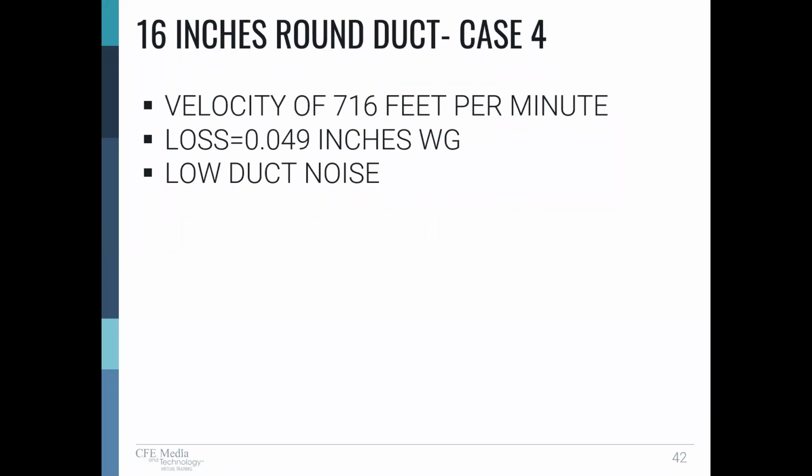And then finally, we're looking at the 16-inch round duct. The velocity is 716 feet per minute. The losses are 0.49. So again, we've divided the losses by 2. We have very, very low noise levels from the duct. But as it points out, if we go from a 10-inch duct to a 16-inch duct, we've dropped our losses by a factor of 10. So the losses are significantly less. So now we'll look at aspect ratio.